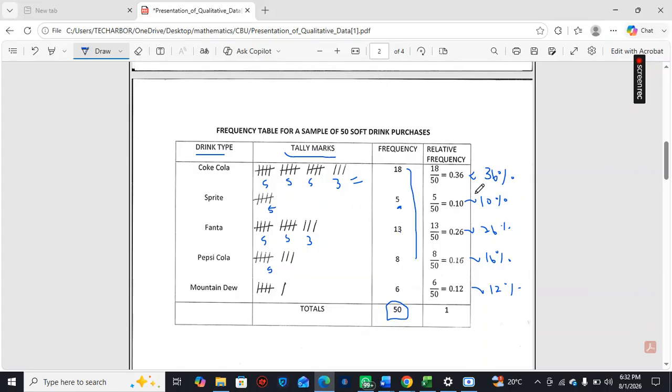So from this relative frequency, you can tell which drink had the most purchases, and we can see it's Coca-Cola, in terms of percentages. Through the frequency, we've seen Coca-Cola has the highest frequency, so we also know that it's the drink that was purchased the most. But if you want to convert it into percentage form, this is where the relative frequency comes in. Any questions?